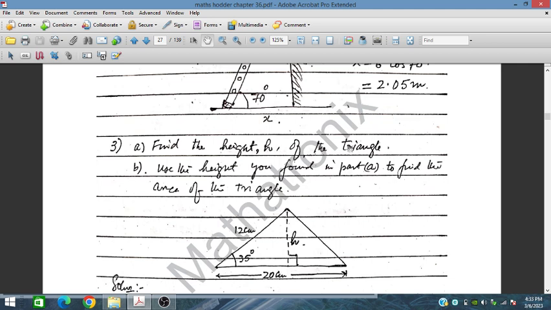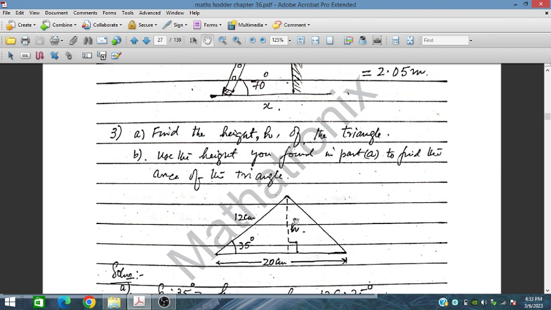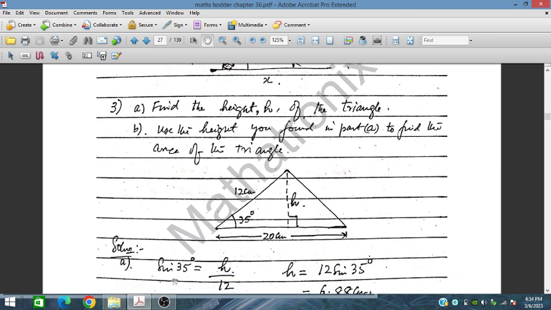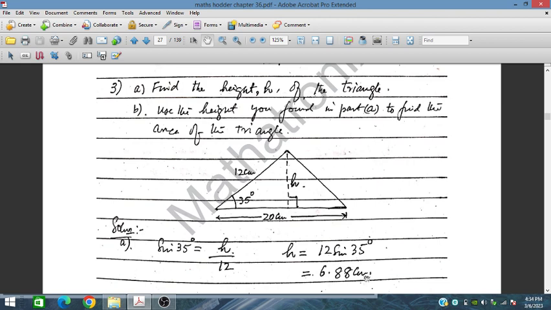Simplifying the height of the triangle. We have to find the height of the triangle using the height you found in part A, to find the area of the triangle. So sine 35 degrees is equal to h upon 12. So h is equal to 6.88 centimeters. So this height is 6.88.